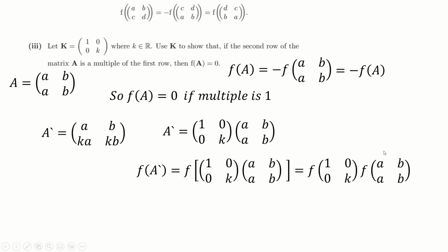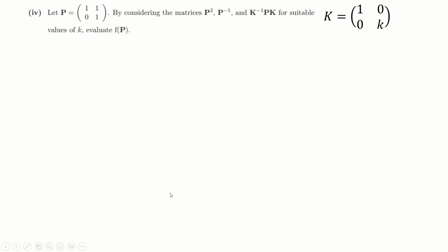It's f of this, of course, because that multiplies to make a prime. But then it's f of this, f of that. But f of this is 0. We showed that in our simple case. So therefore, f of a prime is also 0. So cool. Excellent. Very last part, let p equal this, by considering all this.